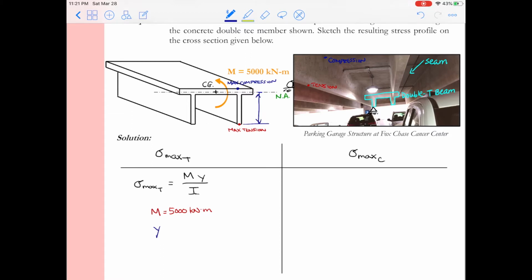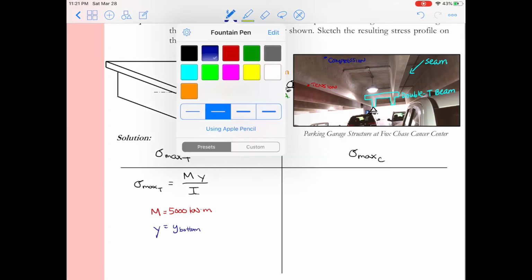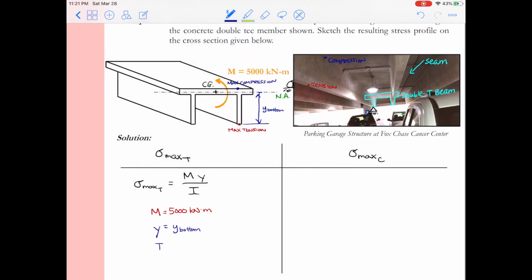If we're interested in solving for the maximum tension, this distance will be from the neutral axis all the way to the bottom of the cross-section. So I call that y bottom. And lastly, we have I. I is the moment of inertia, and the moment of inertia will always be about the neutral axis of the cross-section. So all shapes, all members bend about their neutral axis. Unless they're somehow complicatedly constrained, they will bend about their neutral axis.